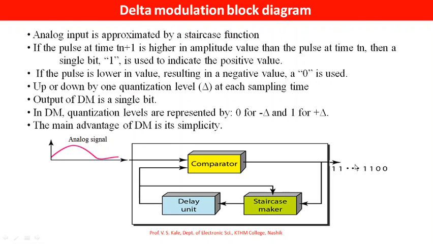Now let us see the block diagram of it. Here analog signal is represented. It is given to the comparator. Comparator is having two inputs. One is analog signal and second is previous sample. So those are compared and the output is generated. Here a staircase maker is there and a delay unit is used. So block diagram is consisting of mainly comparator, delay unit and staircase maker.